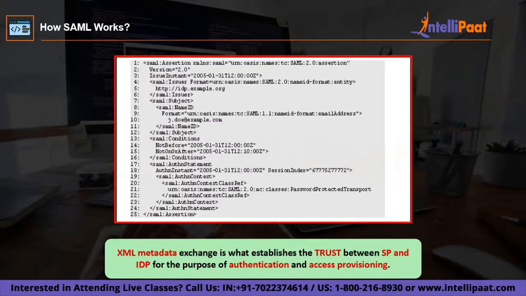I hope this phenomenon of SAML protocol is clear to all of you guys out there.